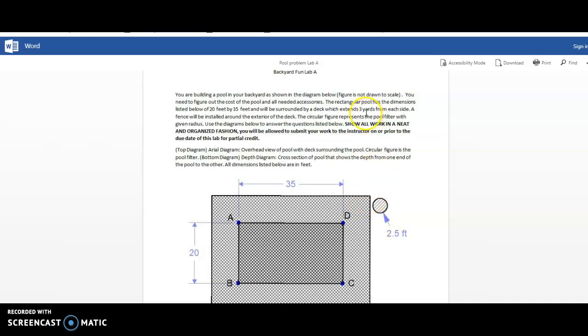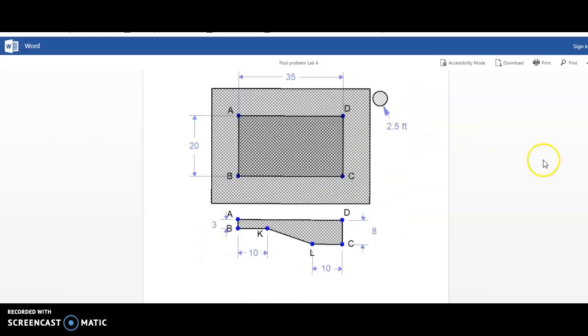Well, since it extends 3 yards, you're going to take the length of the pool, have 3 yards added to this side, 3 yards added to this side. Before you can do that, you've got to remember to change yards to feet so that you have all the same units of measurement. You'll see you have 2 diagrams. This is a top view of the pool with the deck. This is a side view of what the pool looks like.